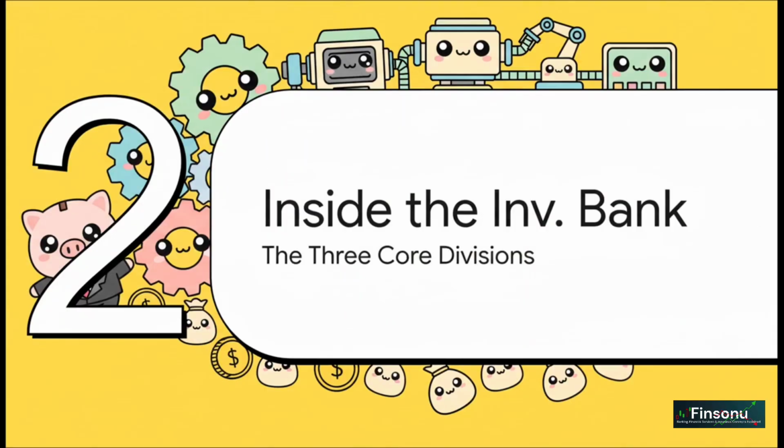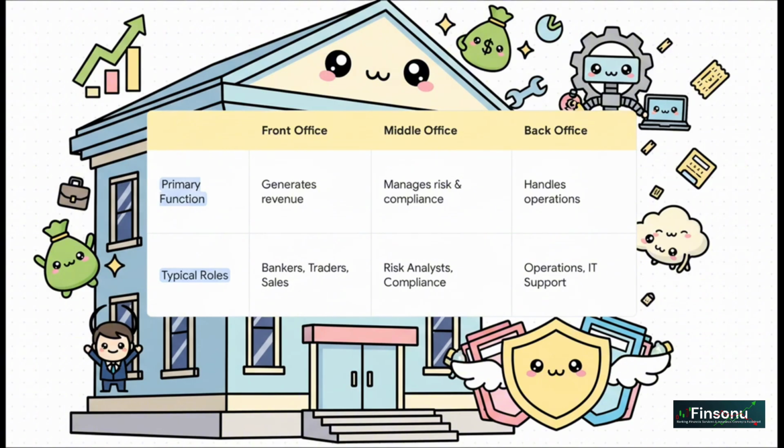Okay, so now we know what an investment bank does in the big picture. Let's zoom in a little bit and see how the machine itself is actually built. It's not just one giant room of people yelling into phones, it's really three very distinct, very separate parts. You can really think of the bank as having three specialized teams. You've got the front office. These are the people on the front lines, the ones bringing in the revenue. We're talking about your classic investment bankers and traders.